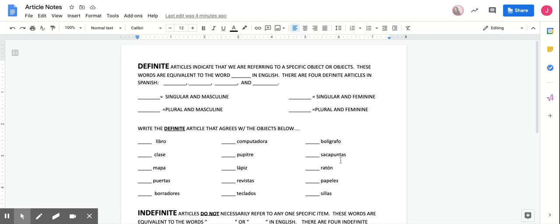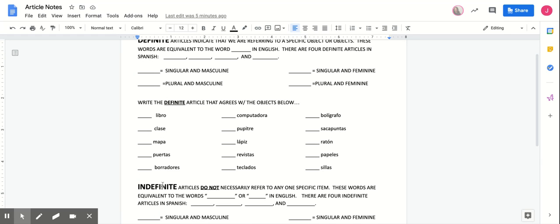Now, there are some exceptions to the rules, all right? Sacapuntas, for example, the word for pencil sharpener, this one is masculine. How do I know that? Well, I know that because I've looked at my vocab list, and my vocab list said el sacapuntas. El is going to be masculine. So we're going to get more into that today with the el and the la. Those are going to be some of our definite articles.